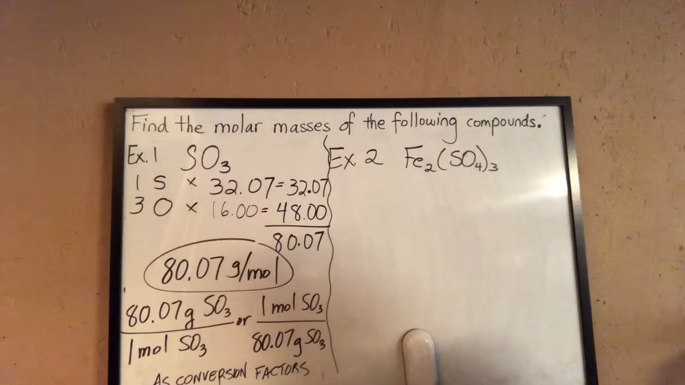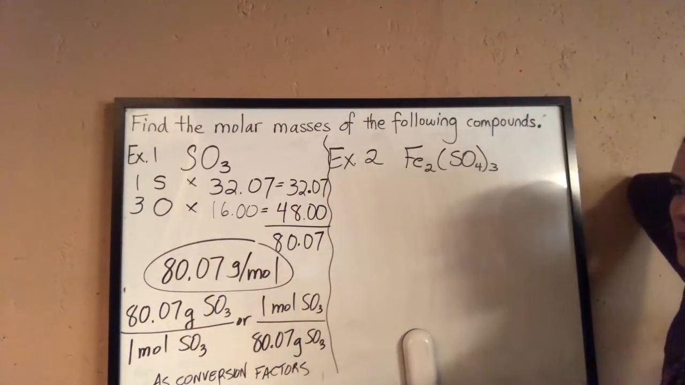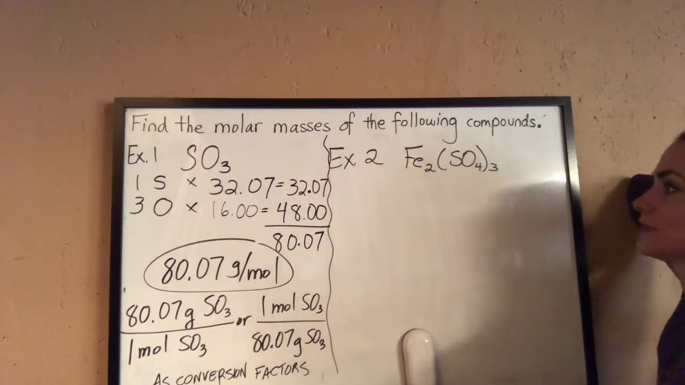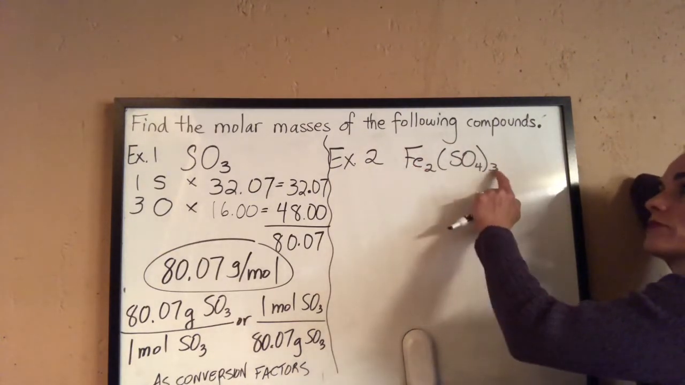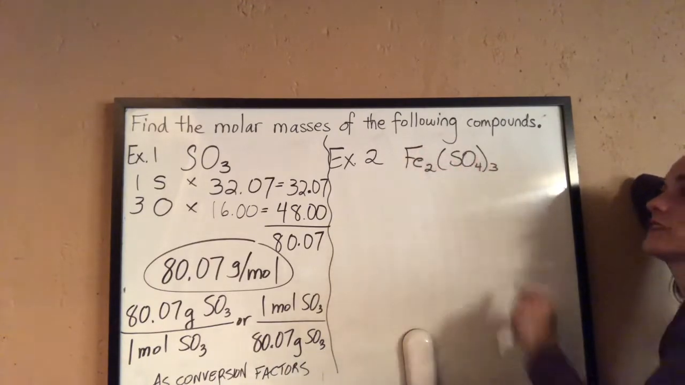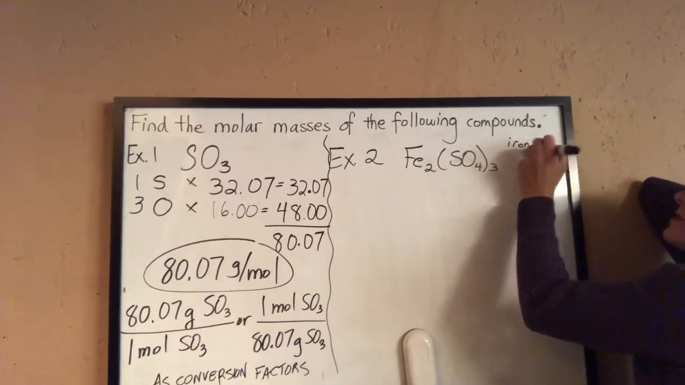Find the molar mass of the next compound. Now, this is an ionic compound. This is iron 3 sulfate, if we had to name it. Remember the 3 came from the charge of this ion. I'll just put that up here. Iron 3 sulfate.